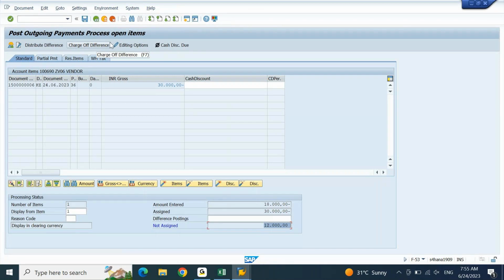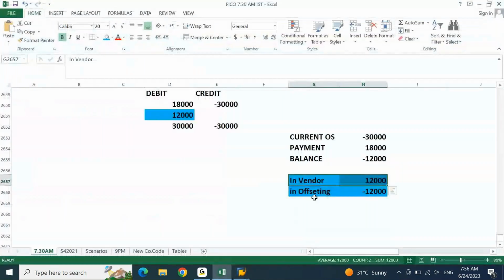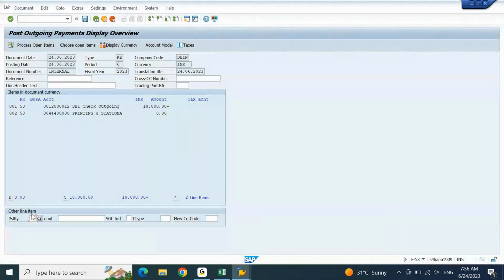The moment you click on charge off difference, your vendor account is already taken into consideration. You need to put only the balancing account, in short the offsetting account. In the offsetting account, should it be debit or credit? Credit. Here I am writing 50. I am not writing the vendor account here. I am writing the GL account where I am charging off the difference.